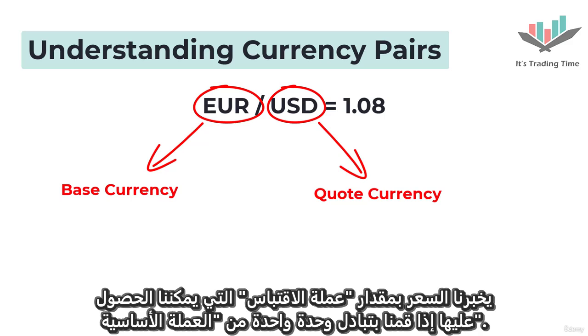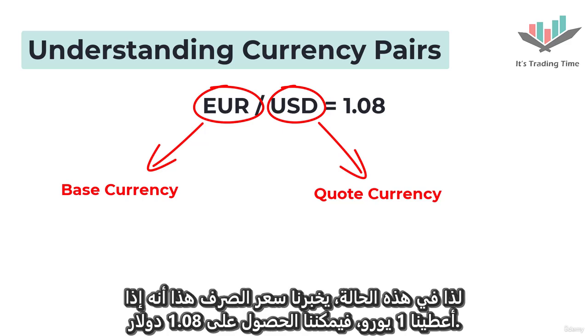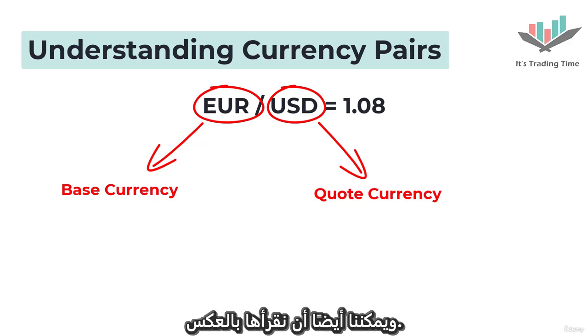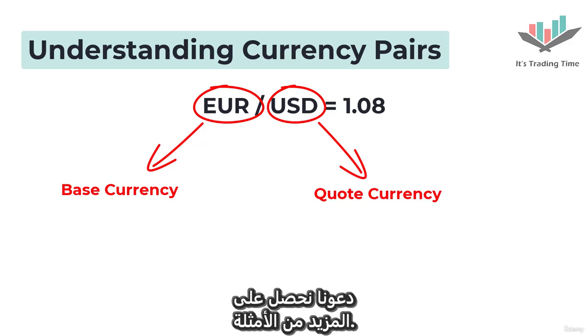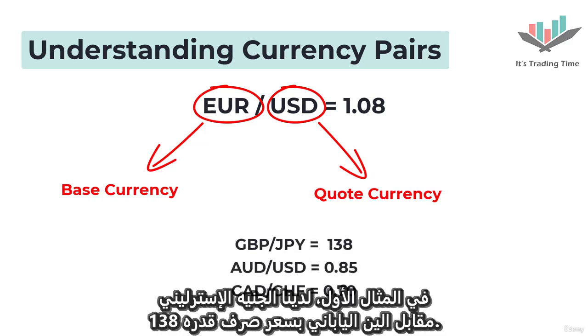The rate tells us how much of the quote currency we can get if we exchange 1 unit of the base currency. So in this case, this exchange rate tells us that if we give €1, we can get $1.08. We can also read it the other way around, so we can also say that we need $1.08 in order to get €1. Let's have some more examples.